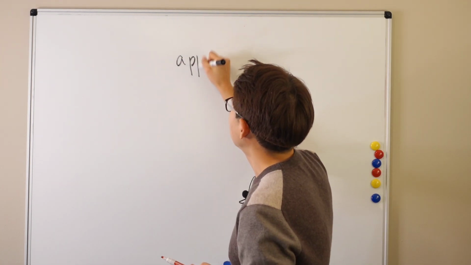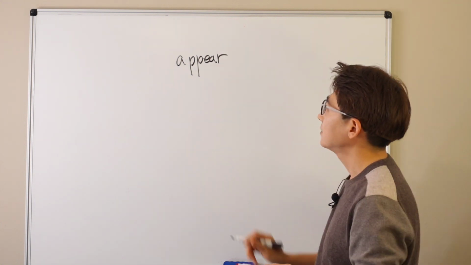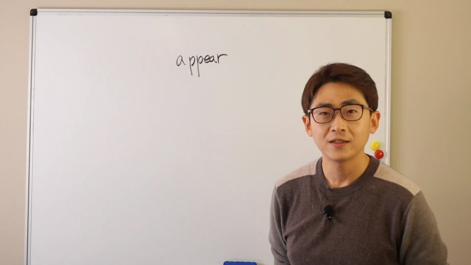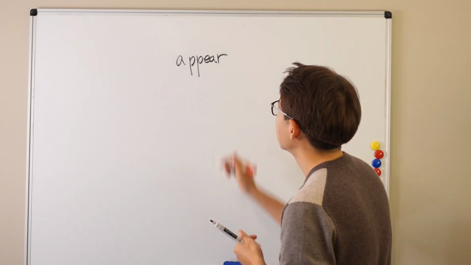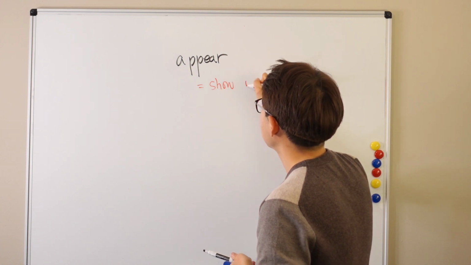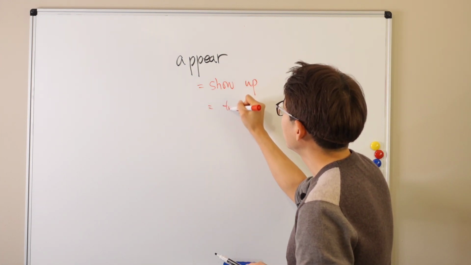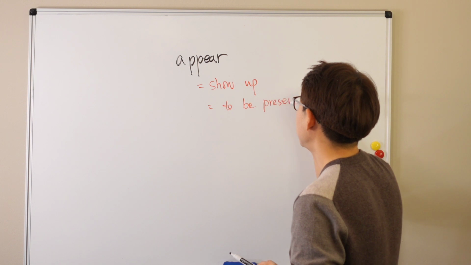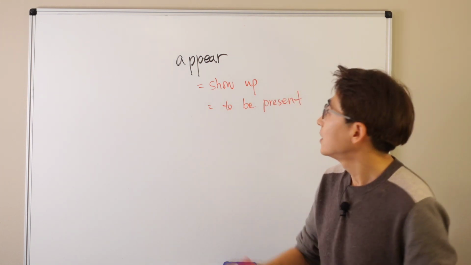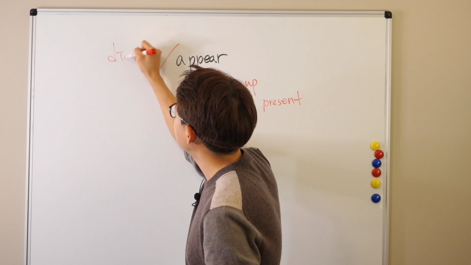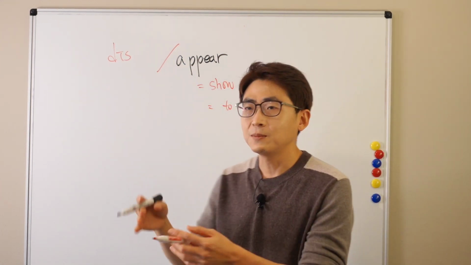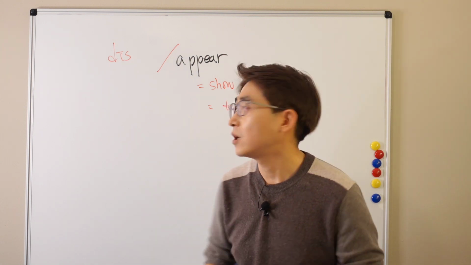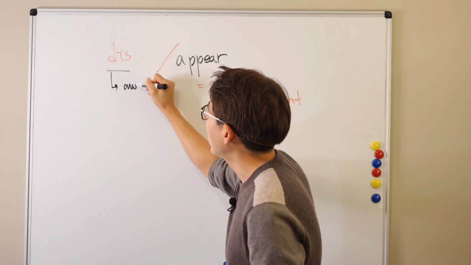Okay, the next word I want to do is appear. Appear. Very common word. We use it all the time. So when you say someone appeared, then it means someone showed up. So it means show up, to be present, so to be there. And when you put dis in front of this one, it doesn't mean do not show up. It means someone was there, but then he went away. So this has the meaning of away.